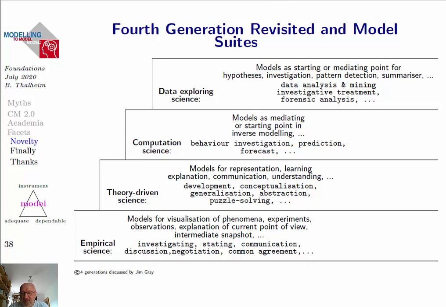Typically, you have maybe all four or three or two of them together. In this case, we are using models, but we are using models a little bit differently. In empirical sciences, we can use, for instance, models for visualization of phenomena, for experimenting, for observations, for explanation of the current point of view. That means in this case we have some kind of scenarios: investigation, making a statement, communication, discussion, negotiation, coming to a common agreement. That means in this case we have a number of approaches. So the model is in this case mainly used as a very nice tool for empirical sciences.